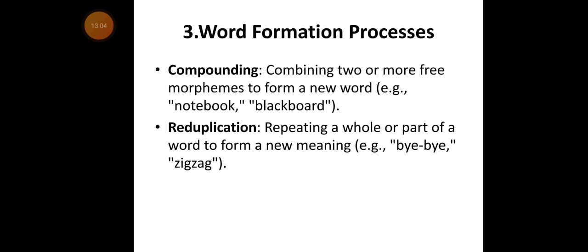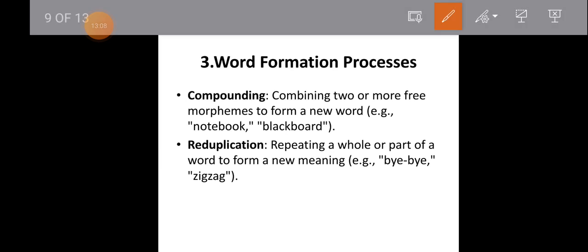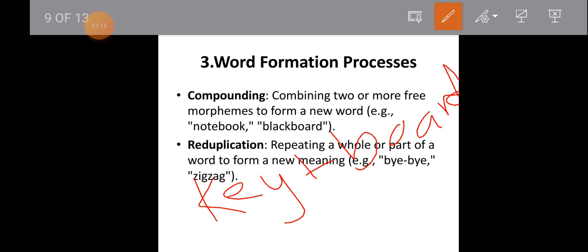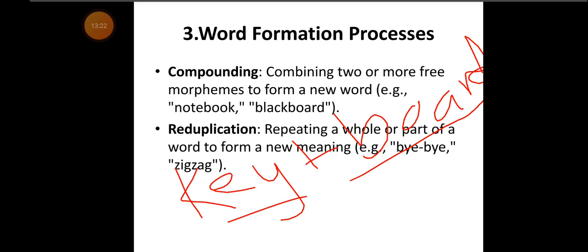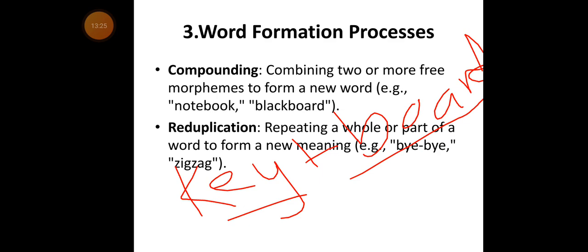For example, we have key, and then we have board. So when we combine these two, we have a new word which is keyboard. So what is compounding? Compounding means combining two free morphemes to make a new word.